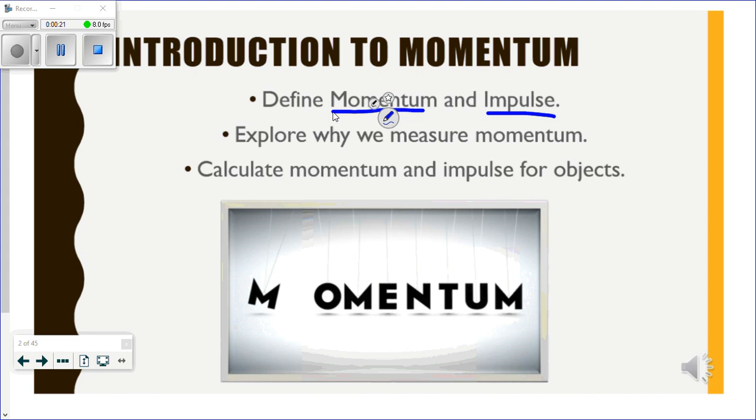What's the value behind it? What does it actually mean? What does the value tell us? And then thirdly, we're going to be able to calculate momentum and impulse using values so that it's easy to compare the momentum and impulse of different objects.